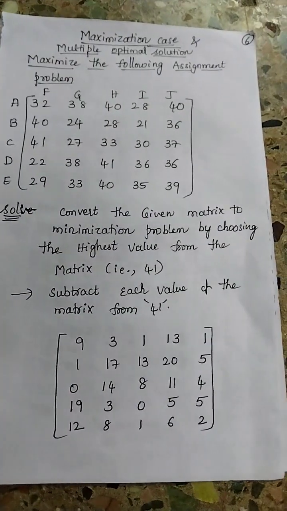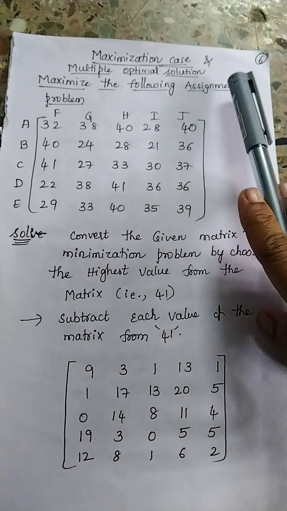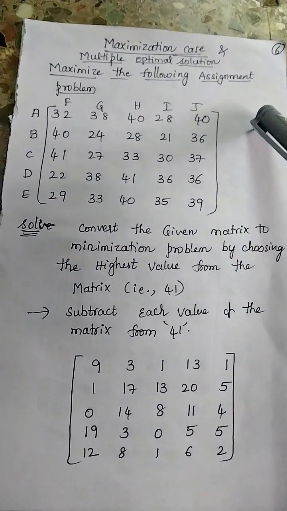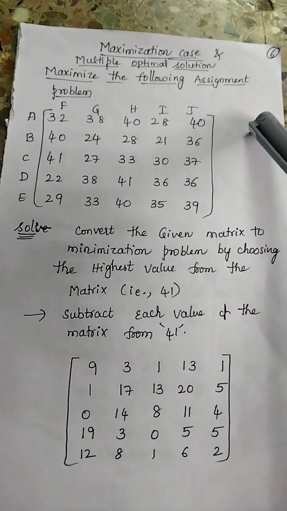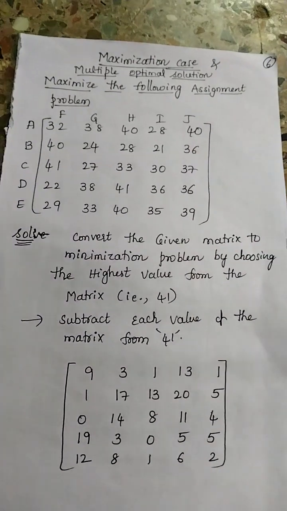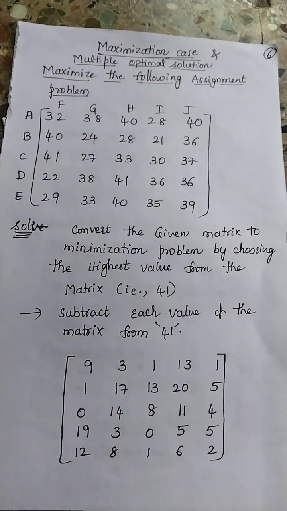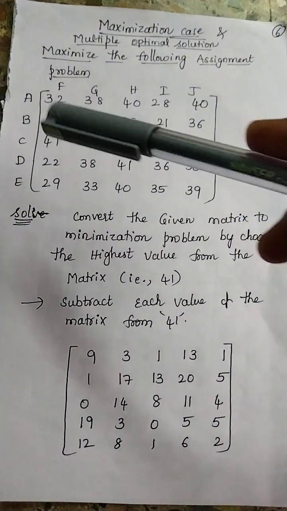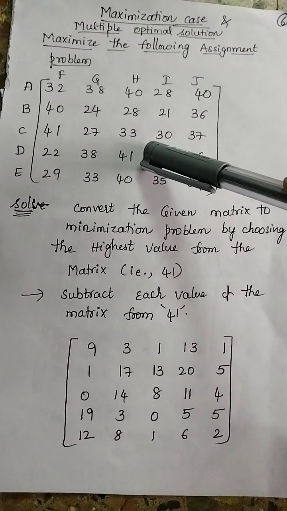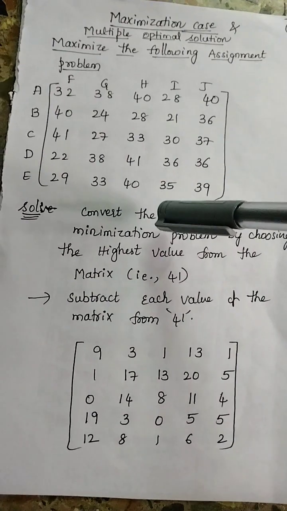Next video in assignment problem is maximization case and multiple optimal solution. Here in the question itself they have been given to maximize the following assignment problem. First, initially you have to convert the maximization problem to minimization problem by choosing the highest value of the whole matrix. By seeing this matrix, what is the highest value? That is 41. Now subtract each value of the matrix from the 41 value.